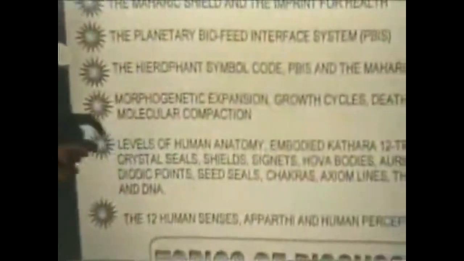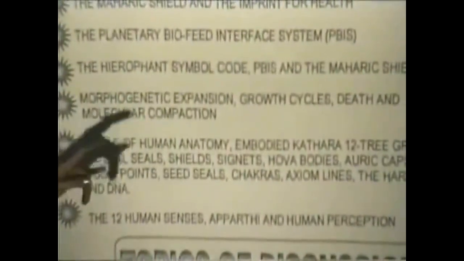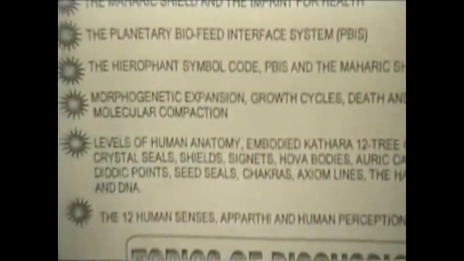Morphogenetic expansion, this one's fun. Morphogenetic expansion, growth cycles, death, and molecular compaction. We're going to explore briefly, but clearly enough, why we die, what the underlying condition behind all disease is that we're experiencing in our physical bodies. The condition is called molecular compaction. We'll talk about what that is, why it occurs.